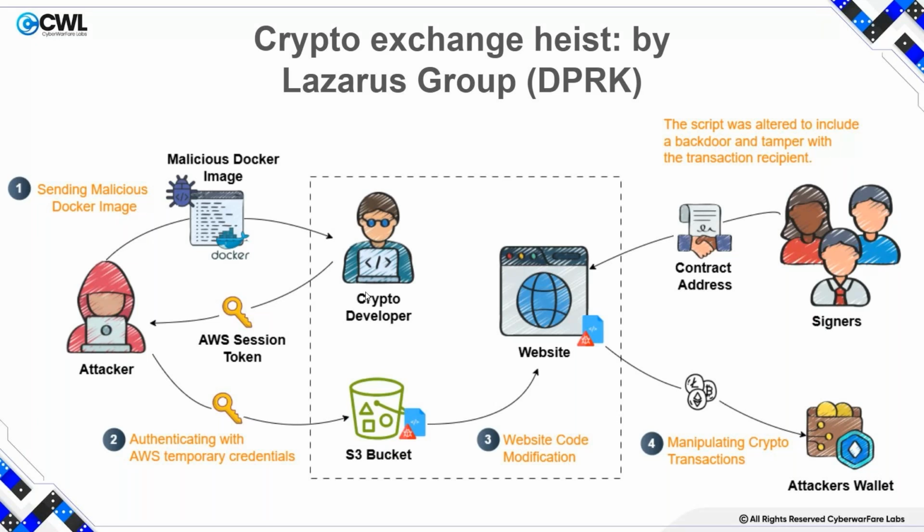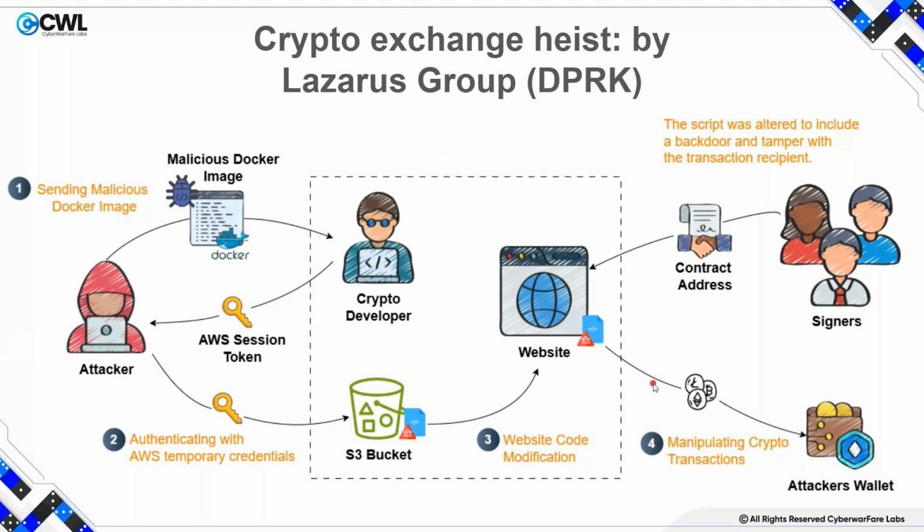Okay, so just from that one endpoint, they gain access to keys that open the door to the company's AWS environment. So they got the AWS credentials from the crypto developer, and then the attacker authenticates. This leads us to phase two.